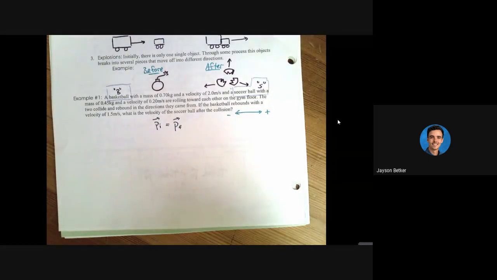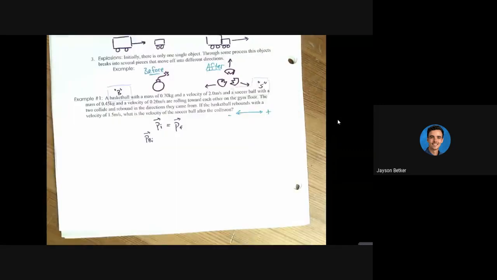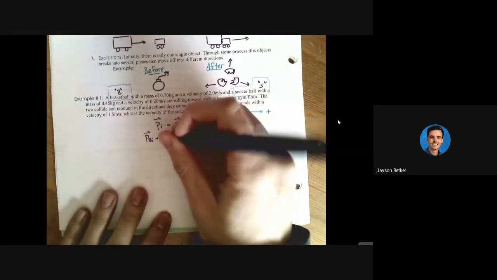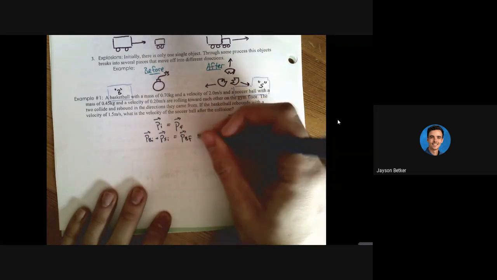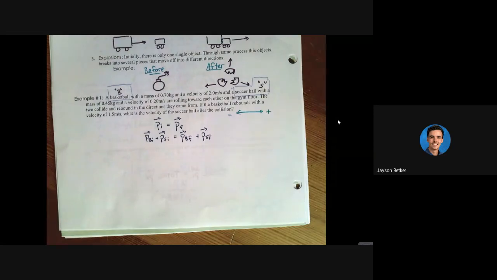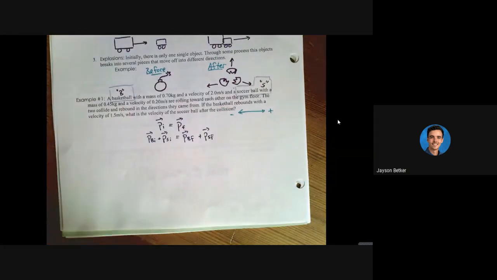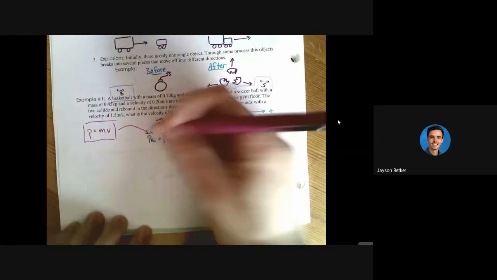And then what I need to do is break this down into its two separate momentums of the basketball and the soccer ball. So PBI, that's the momentum of the basketball initially, plus the momentum of the soccer ball initially, is going to be equal to, it's all conserved, the momentum of the basketball final and the momentum of the soccer ball final. So there we go. PBI plus PSI is equal to PBF plus PSF. And then the last thing we need to do here is replace the momentums P with MV. This is the key. So each of these are going to get plugged in right there.